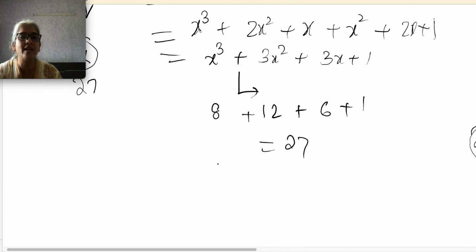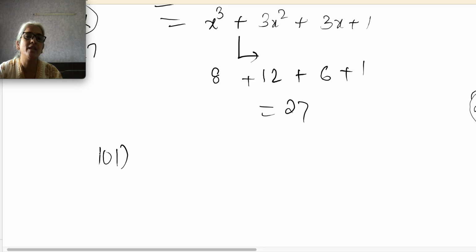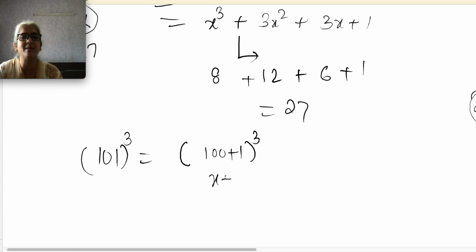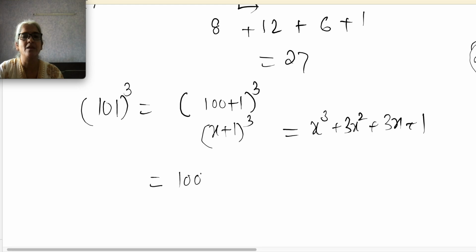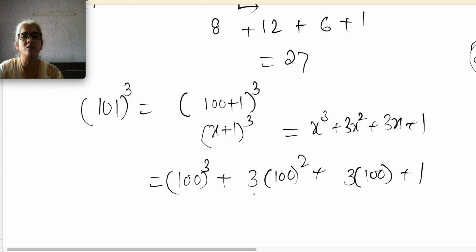And I use this result to find 101 the whole cube. So I'm going to write 101 as 100 plus 1 the whole cube, because it was to be written in the binomial format of x plus 1. Why 100? Because powers of 100 are very easy to find out. What was the identity I wrote? That it is equal to x cube plus 3x square plus 3x plus 1. So x cube is 100 cube plus 3 into 100 square plus 3 into 100 plus 1.